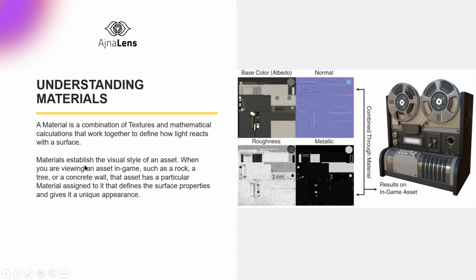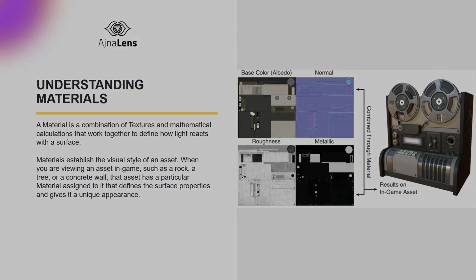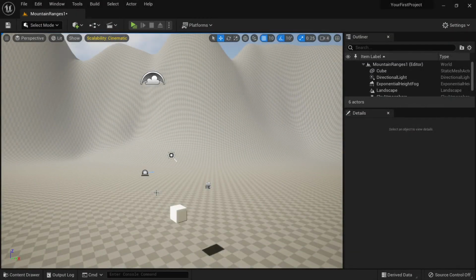So when you are viewing an asset in game, such as a rock or a tree or anything, the material is applied to the surface of that rock or that tree, which gives it a more unique experience and a realistic view. Currently in our level, we haven't applied any material to any surface or any object. Let's take an example over here.